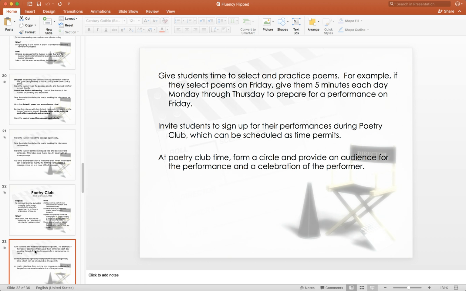So you could give time in class every day for kids to select a poem and to practice those poems. For example, if they select poems on Friday, give them 5 minutes each day, Monday through Thursday, to prepare for a performance on Friday. Invite students to sign up for their performances during Poetry Club and then have them scheduled. And then finally, at Poetry Club time, form a circle and provide an audience for the performance and a celebration. Use a little snapping. Kids love Poetry Club.